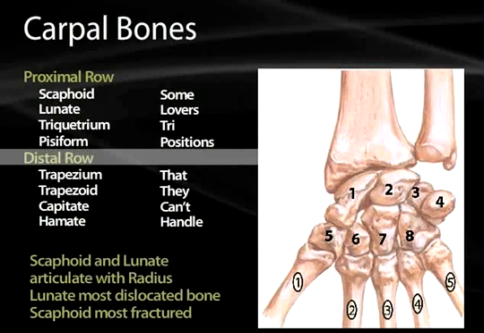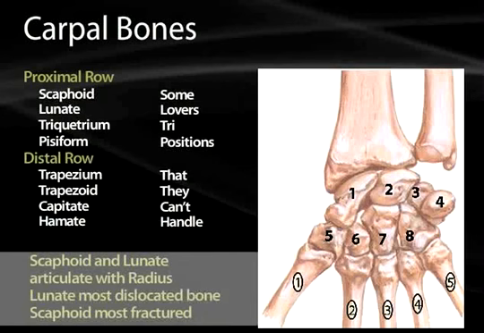So if you look carefully, you can see this peanut-shaped scaphoid, which is directly across from the lunate bone. The lunate is the most dislocated bone in the wrist, and the scaphoid is the most fractured bone in the wrist. So those are two clinically important things for USMLE. You'll typically see those tested regularly.